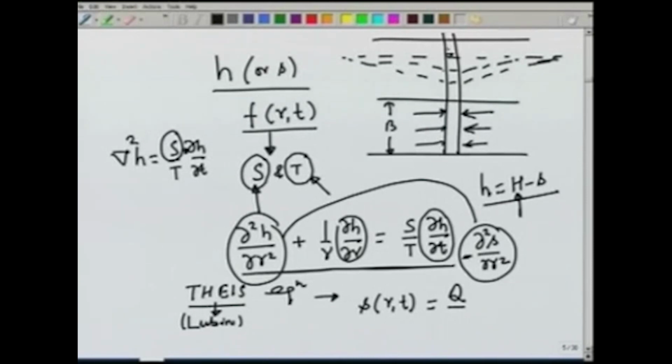The Q is the pumping rate. As before, we assume that Q is a constant. And Theis introduced a function which is called the well function. So, we will now look at what is U and what is W(U).